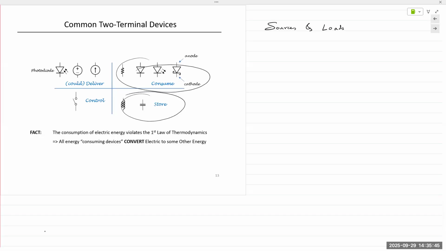The process follows the law of conservation of energy, which is the first law of thermodynamics. Energy is neither created nor destroyed. It's always converted from one form to another.